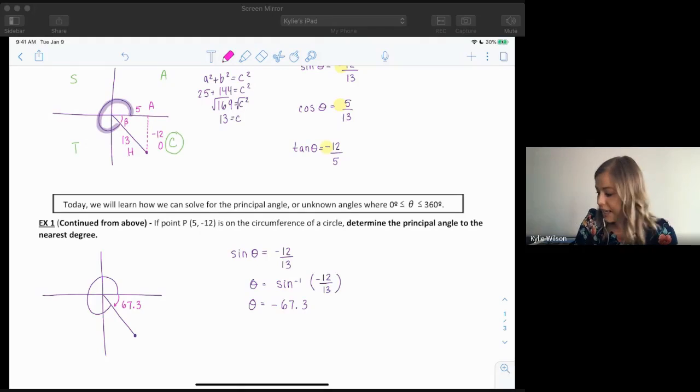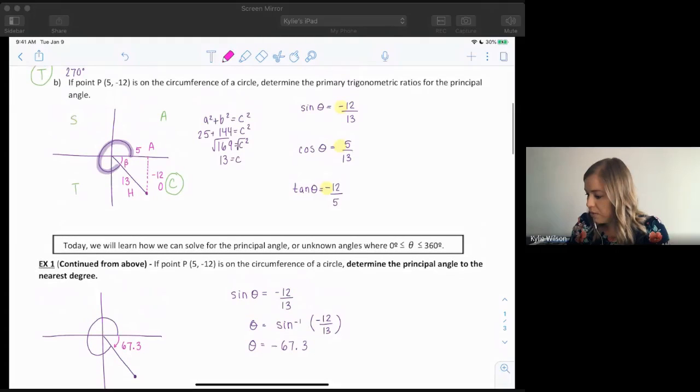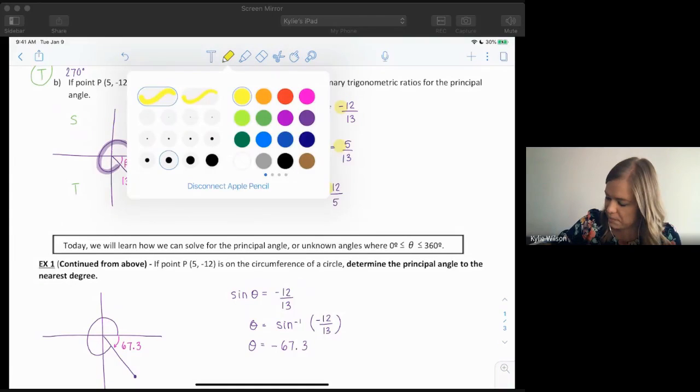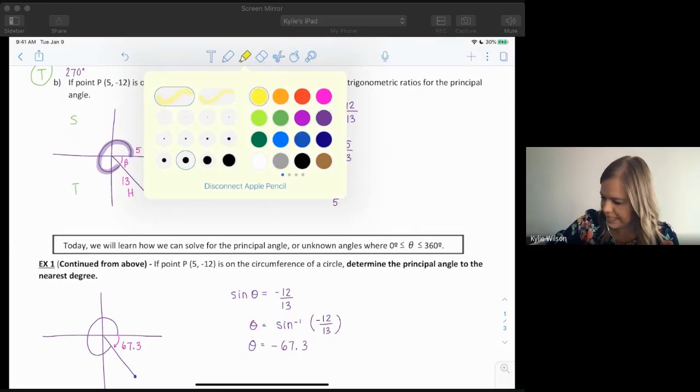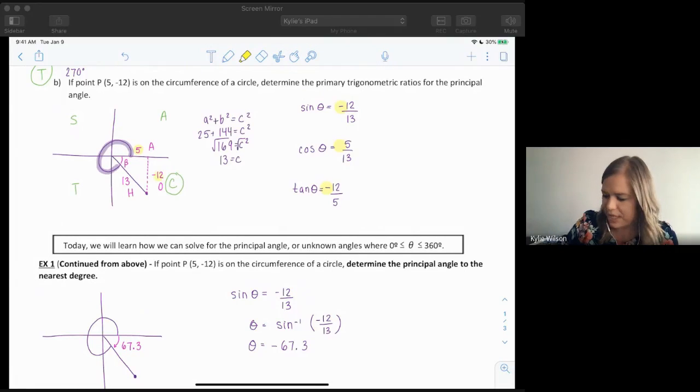Where did I get 13? Oh, I just got it from up here. Because I had 5 and 12. Oops, wrong one. I thought I was on the highlighter, sorry. Because I had 5 and 12, I needed to find 13, so I used the Pythagorean theorem. This question is just continuing from the top.